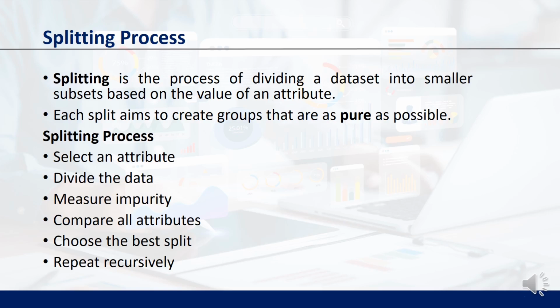The process generally involves several steps. First, we select the candidate attribute. Second, we divide the dataset on the attribute. Third, we measure the impurity of the resulting groups. Fourth, we compare the results for different attributes. Finally, we choose the best split. Then the same process is repeated recursively. So the complete process is select, divide, measure, compare, choose, and repeat. The goal is to create child nodes that are more homogeneous than the parent node.